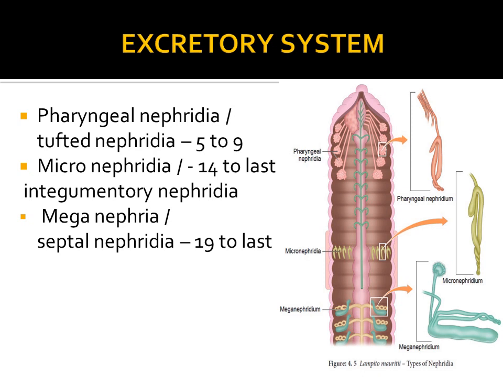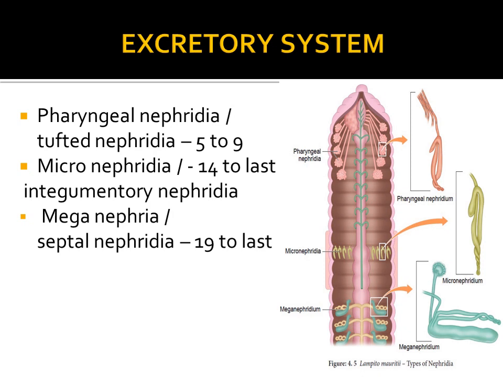The second one is micronephridia, also known as integumentary nephridia. What do you mean by micro? It is small, microscopic, minute nephridia, so it is called micronephridia. Why is it an integumentary nephridia? What do you mean by integumentary? Skin. It is attached to the skin, hence it is known as integumentary nephridia. It commences from the 14th segment and continues till the last segment. And the third one is meganephridia.